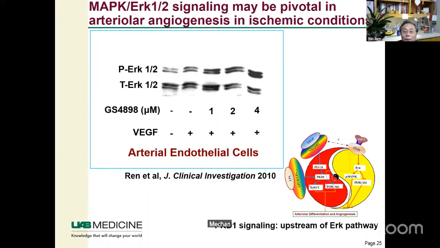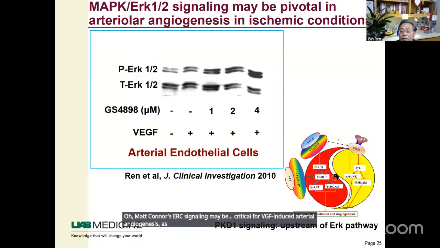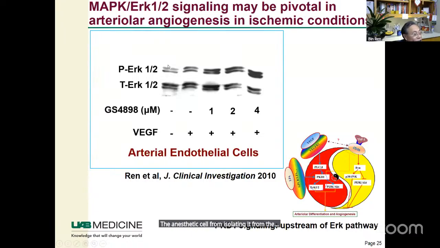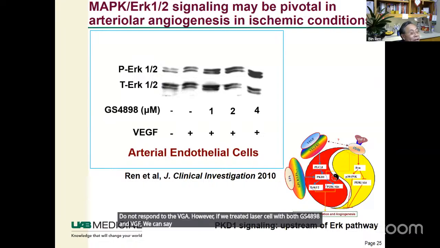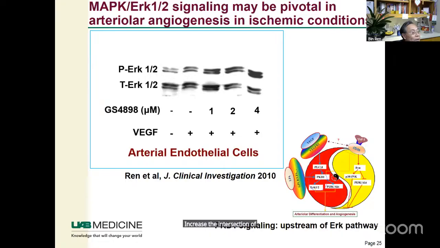More mechanistically, we found that the downstream signaling of PKD1, the MAP kinase ERK signaling, may be critical for VEGF-induced arteriolar angiogenesis, as shown in endothelial cells with impaired arterial differentiation. As we can see in this Western blot, the endothelial cells isolated from the transgenic animals with impaired arteriolar angiogenesis did not respond to VEGF. However, if we treated these endothelial cells with both GS4898 and VEGF, we can see a significant increase in the phosphorylation of ERK1/2, suggesting ERK1/2 may be a key signaling in the control of arteriolar angiogenesis.